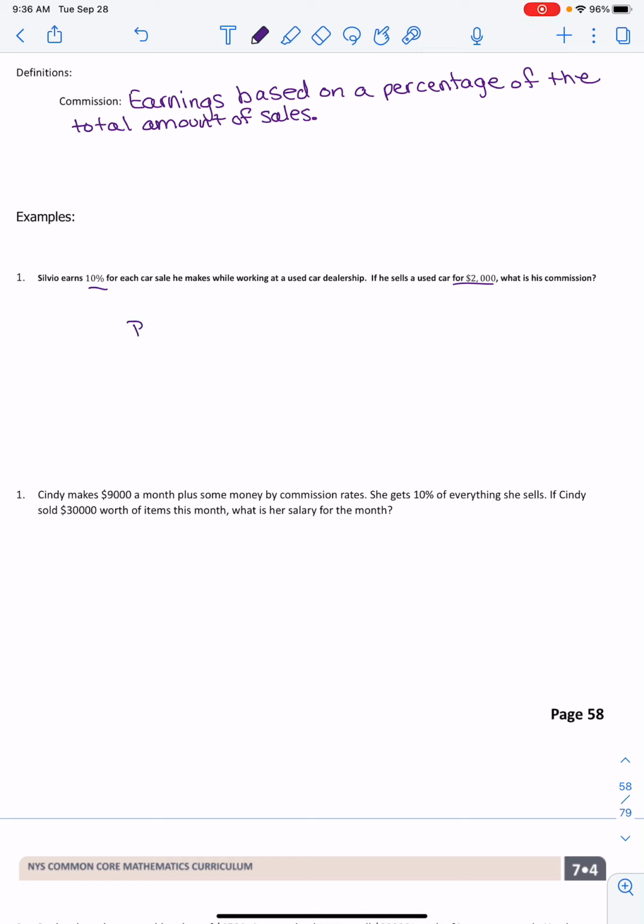Well, we have our P, percent, and W. Our W is the sales that they make, which is $2,000 in this case. Our percent is what they earn for the commission. For here, it would be 0.1. And we want to know what the commission is, which is our P. So that would be our X.